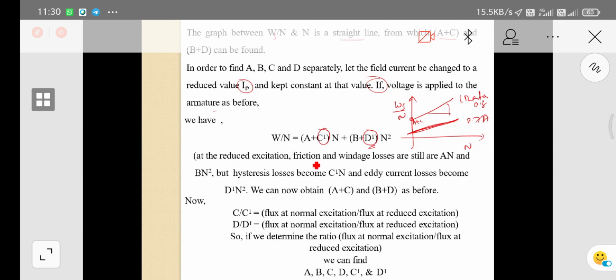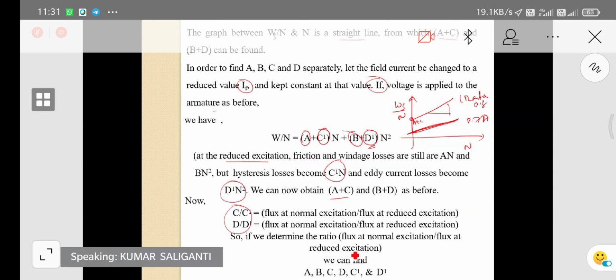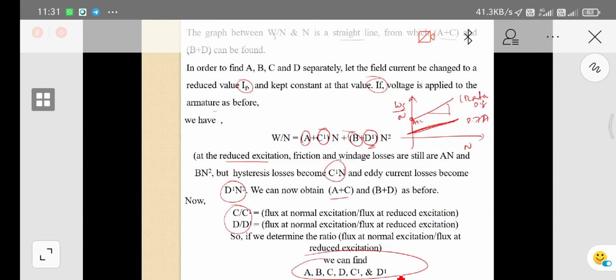At the reduced excitation, that is at the reduced field current, the friction and windage losses are still AN and BN, so there is no change in these two. But hysteresis loss becomes C dash N and eddy current loss becomes D dash N square. So we can now obtain A plus C dash and B plus D dash as before. Thereby C by C dash is the flux at normal excitation to flux at reduced excitation, and D by D dash likewise. If we determine the ratio of flux at normal excitation to flux at reduced excitation, we can find A, B, C, D and C dash and D dash.